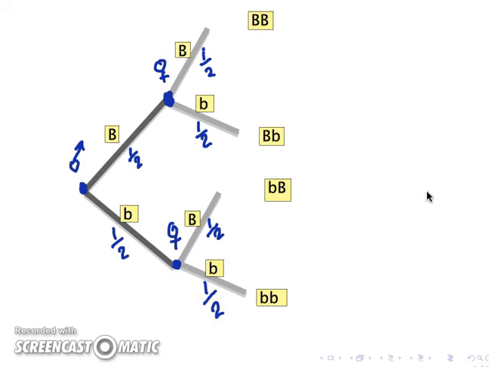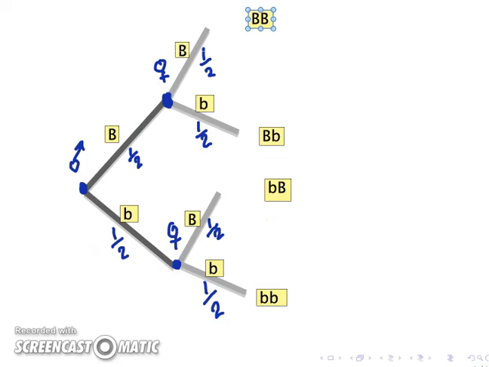So let's talk about possible outcomes here. If we start on this initial node, travel along this branch, and then travel along this other branch, we will be inheriting one dominant allele from the father, one dominant allele from the mother, and then the outcome will be this genotype right here. That is one out of 4 possible outcomes.